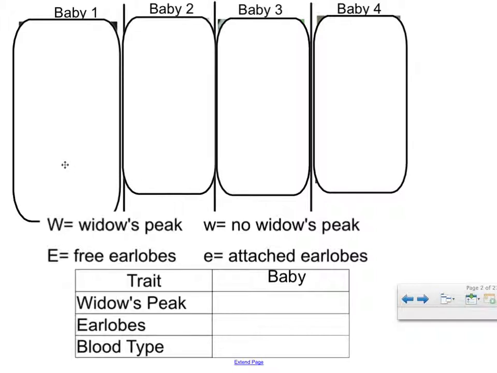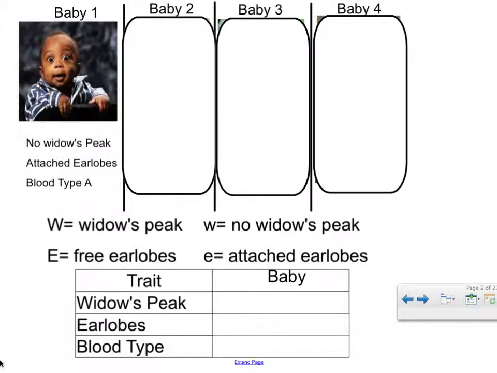Baby number 1. Baby number 1 does not have a widow's peak. Take a moment and write the possible genotype. What are the possible genotypes for this baby if he does not have a widow's peak? Recessive W, recessive W. That's it. Because if it was dominant W and recessive W, then he would have a widow's peak.